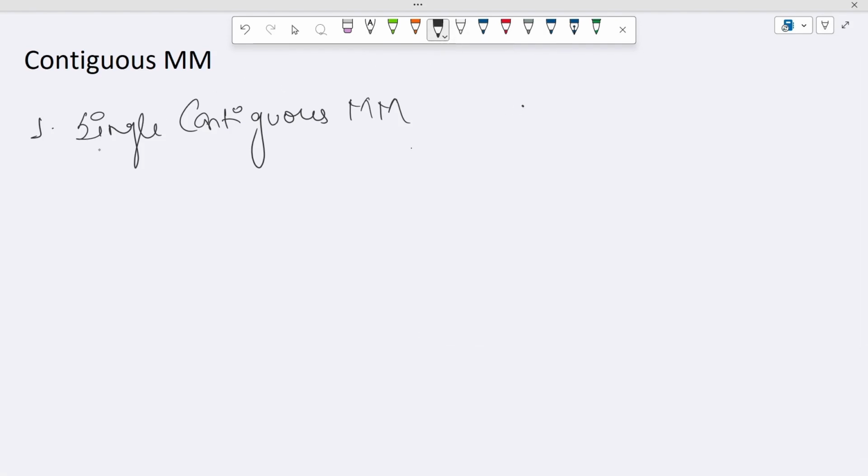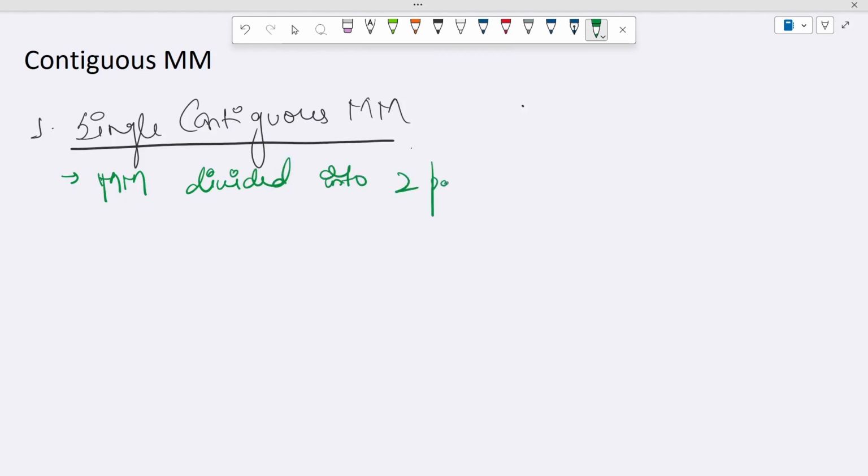Now, this type of memory management was used in computers in the old days. Means in a previous generation, computer systems basically worked on single contiguous memory management. In this system, the main memory is divided into two parts, and these parts are equal.